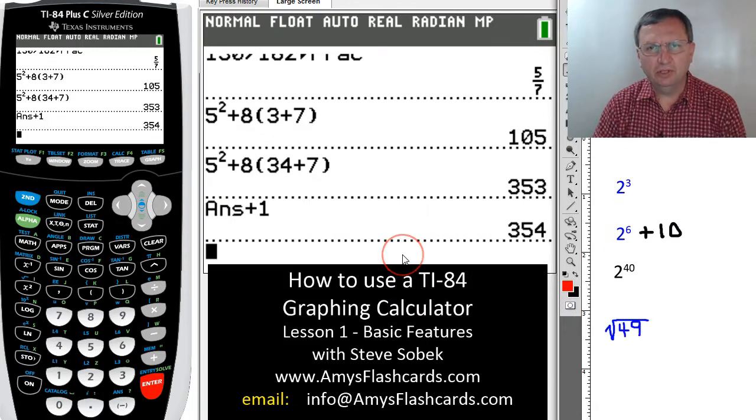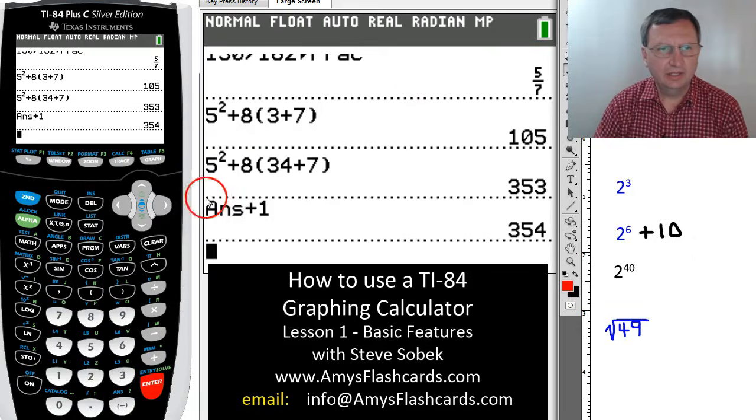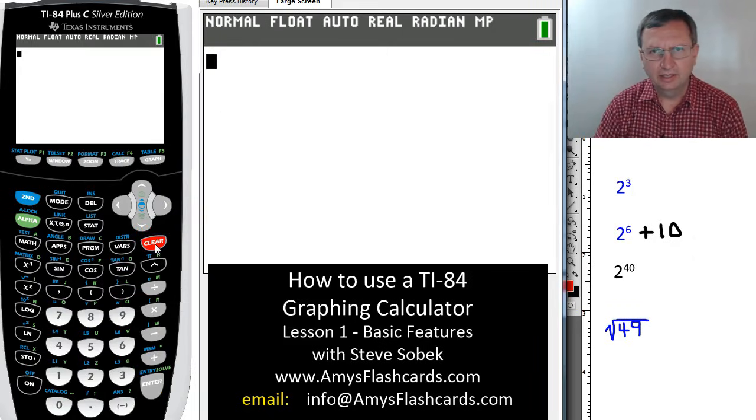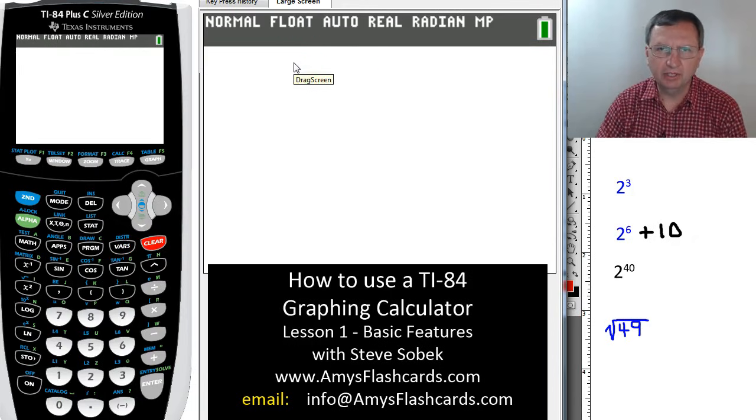Okay, if you want to clear the screen, then the clear button will clear the screen. Unless you were just typing an expression in, then it will clear. The first time you click clear, it clears the line that you're currently on, and then the second time you hit clear, it clears everything from the screen. So here's some more problems.